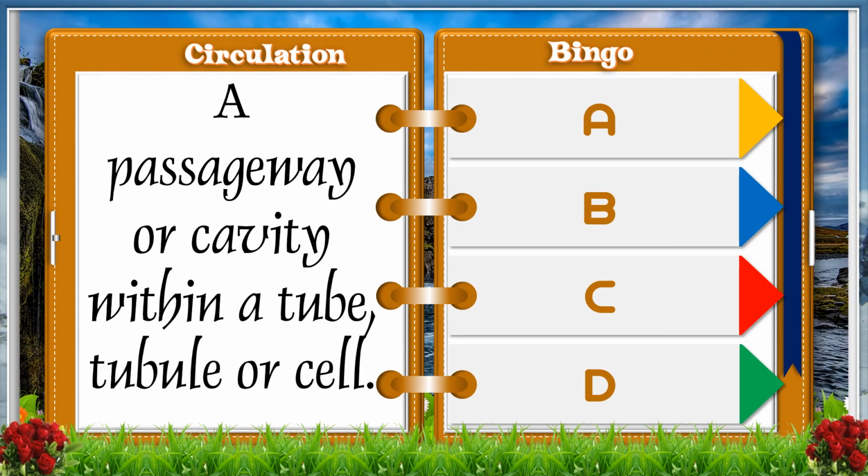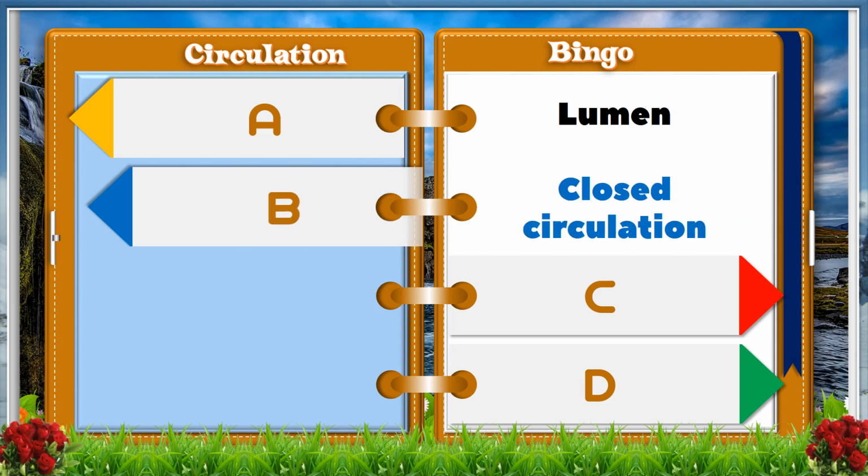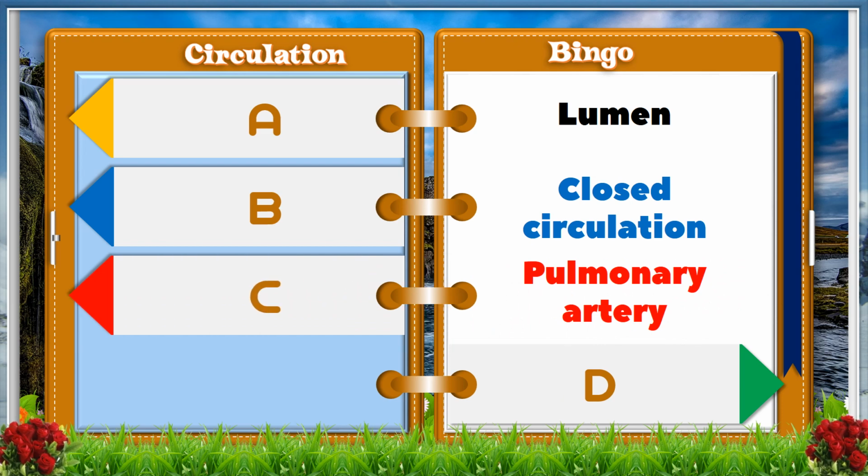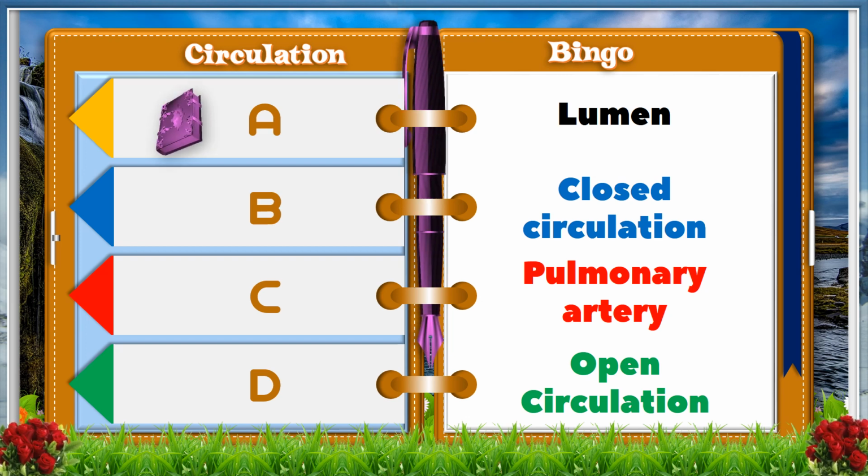A passageway or cavity within a tube, tubule, or cell. A. Lumen. B. Closed circulation. C. Pulmonary artery. D. Open circulation. And the answer is A. Lumen.